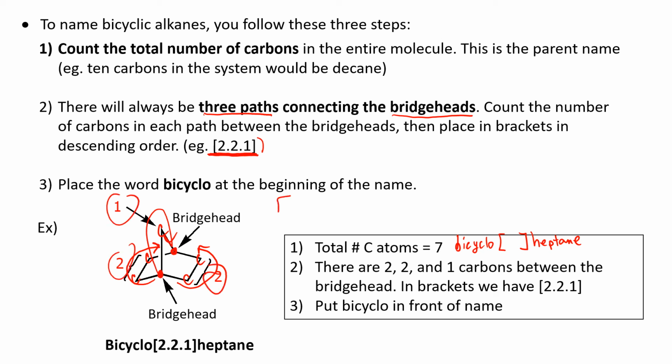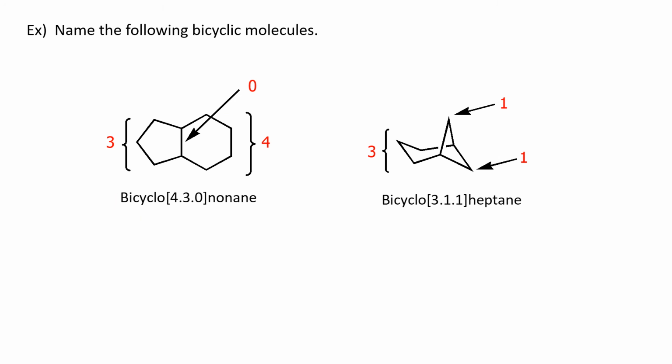So in our brackets, we list them in descending order with a period, 2, 2, 1. And I just plug that into my name. Put the bicyclo. So we have a bicycloheptane. Bicyclo-2,2,1 heptane. All right, let's take a look at the next couple examples.